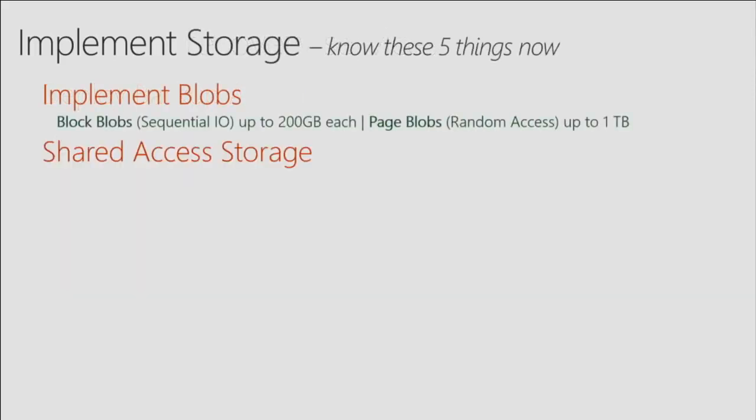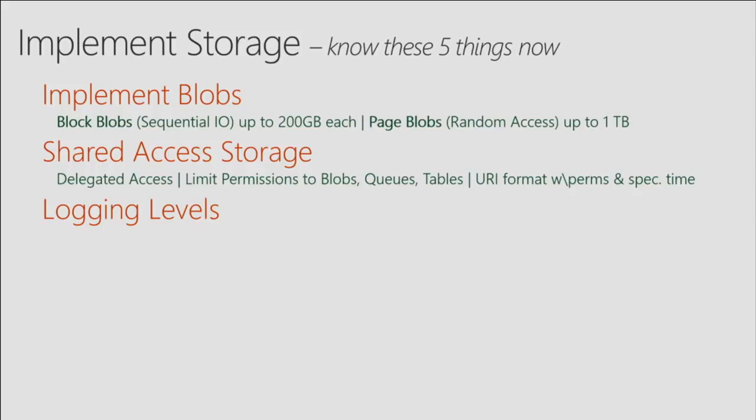So the 5 storage things you need to know. Block blobs, up to 200 gig each. Page blobs, up to 1 terabyte, and they are for virtual machine disks. Shared access storage. Delegated access, so that is your SAS and stored access policies. Shared access signatures, stored access policies. Really work on those.